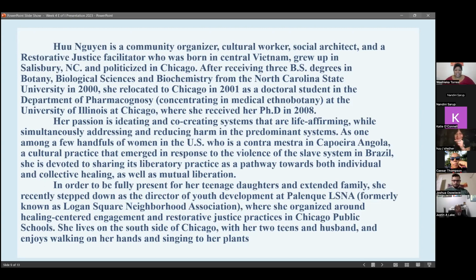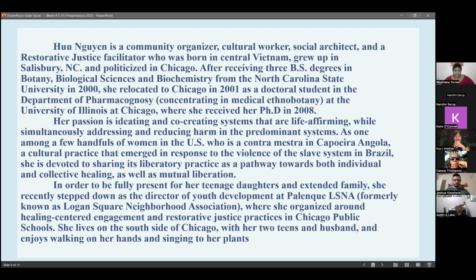Her passion is ideating and co-creating systems that are life-affirming while simultaneously addressing and reducing harm in the predominant systems. She is one among a few handfuls of women in the U.S. who is a contra maestra in capoeira Angola, a cultural practice that emerged in response to the violence of the slave systems in Brazil. She is devoted to sharing its liberatory practice as a pathway toward both individual and collective healing, as well as mutual liberation.